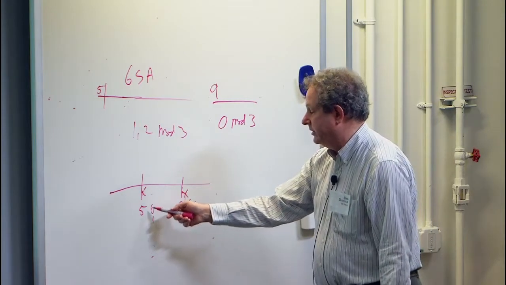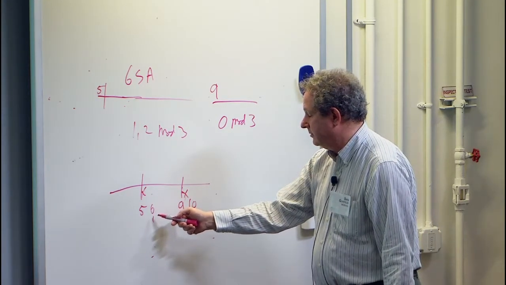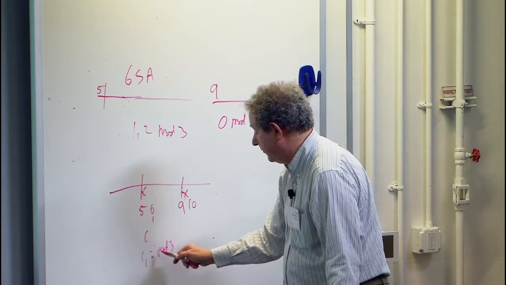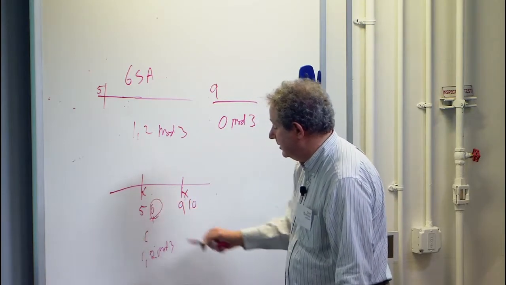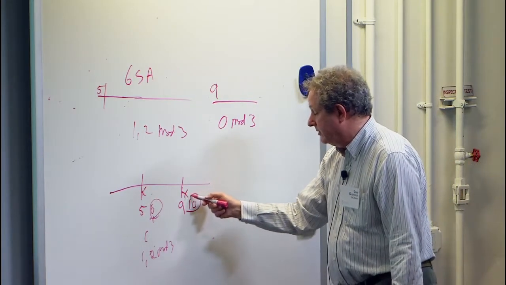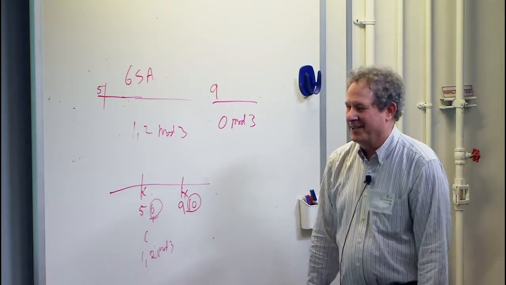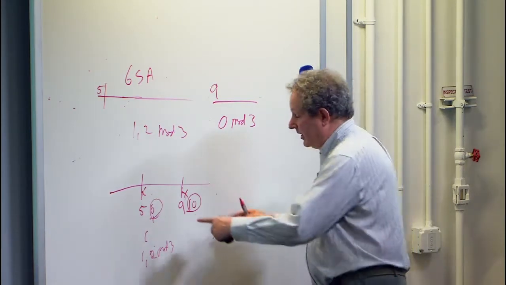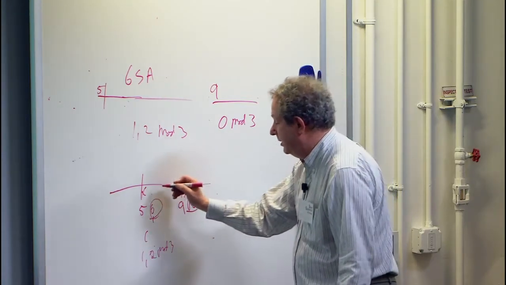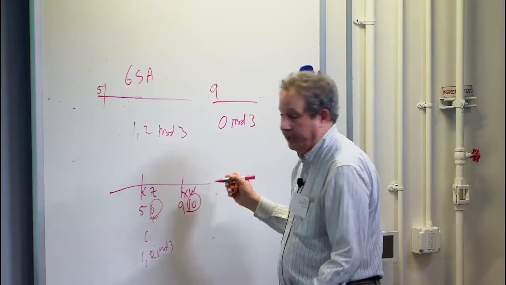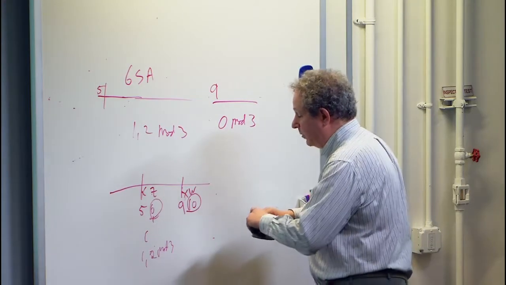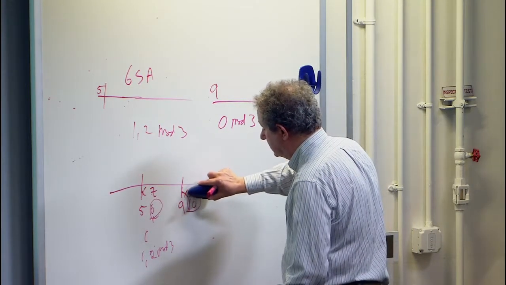Well, 6 is 1 or 2 mod 3, and this is position 0 mod 3. So again, because they're in different lists, I have to look at these two characters, and if they're different, then we're done again. Whichever of these two is the smallest, we're done. But if they're equal, then I've got to move over.